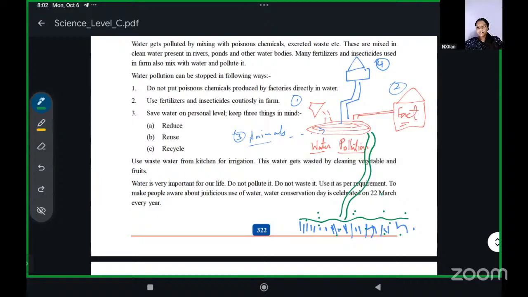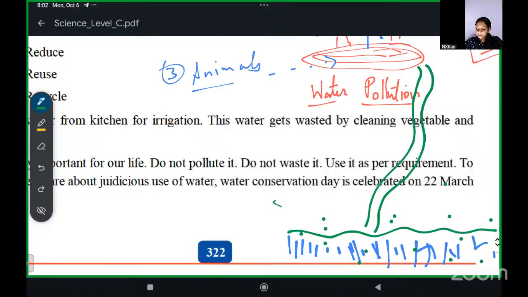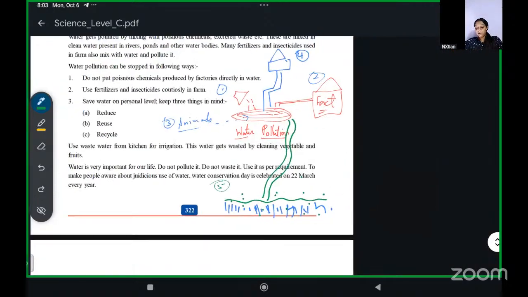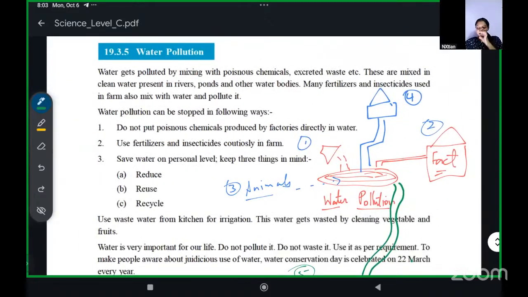So what happens? Now this water that fell has mixed with insecticides and fertilizers, and that polluted water directly goes into the nearby water body. This is the fifth reason. This is how water pollution takes place through the insecticides and pesticides from the fertilizers in the farms. So these are how water pollution takes place.